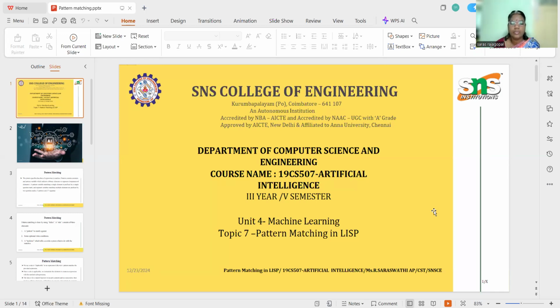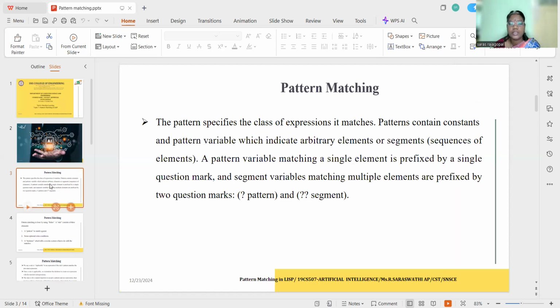Today we are going to see the topic of pattern matching in Lisp programming. Lisp is a logic programming language. Pattern matching specifies the class of expressions it matches. The pattern is a sequence of elements that contains constants and pattern variables, which indicate arbitrary elements or segments.